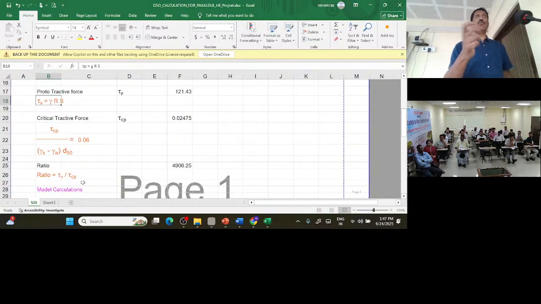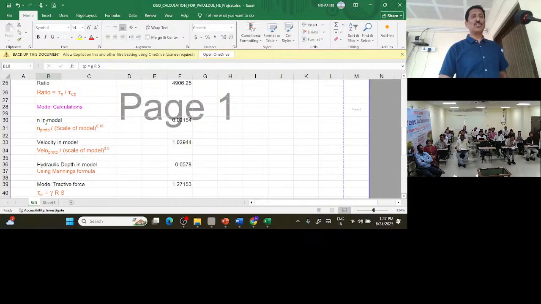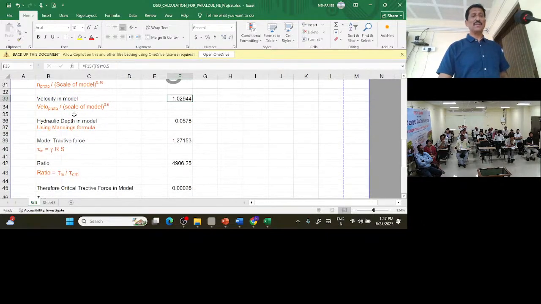So that ratio we have to match in the model and prototype. So the model calculation now comes into play. Then we compute the model n based on the proto n. Then the velocity in the model. How do we compute this velocity? Again, we use Manning's formula. Based on the scale, we know the actual velocity in the proto and the scale. So root n is the scale basically. So we have taken the square root.